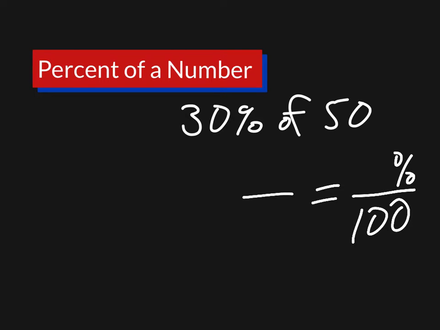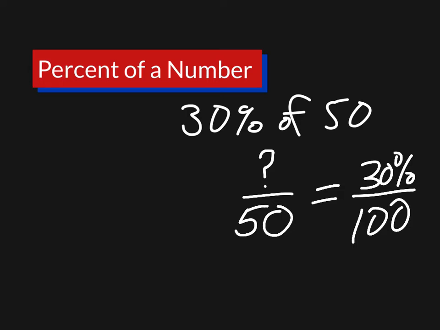All right, so we're told that the percent is 30. So that's 30%, that's going to go there. And it's 30% of 50. And of generally indicates the base or the total amount. So what we're looking for is this number up here, which is equal to 30% of 50.